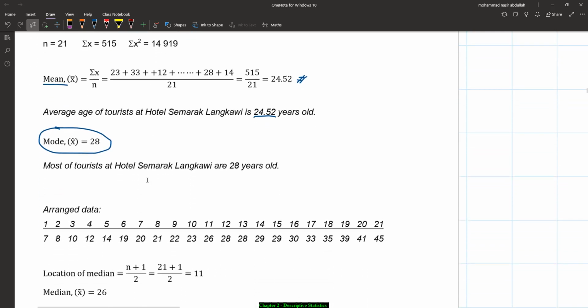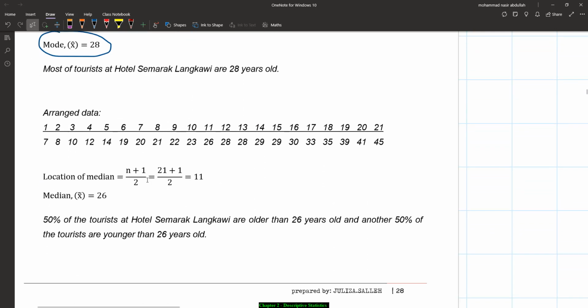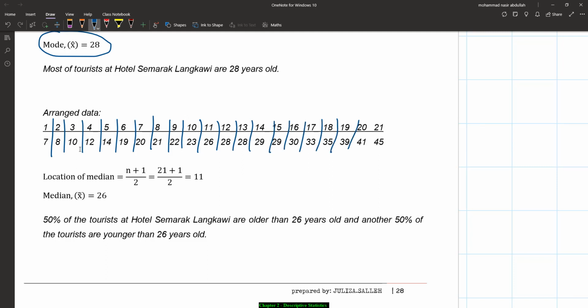And for median, first we need to arrange data in ascending order. I already arranged the data in ascending order from the smallest to the largest value. Remember, you can see at the top there is the position of the data. From the smallest, this is position number 1, position number 2, number 3, up to 21. This is the observation. So we need to find the location. 21 plus 1 divided by 2 is equal to 11. So this is the median position. Median is equal to 26. So how to interpret?